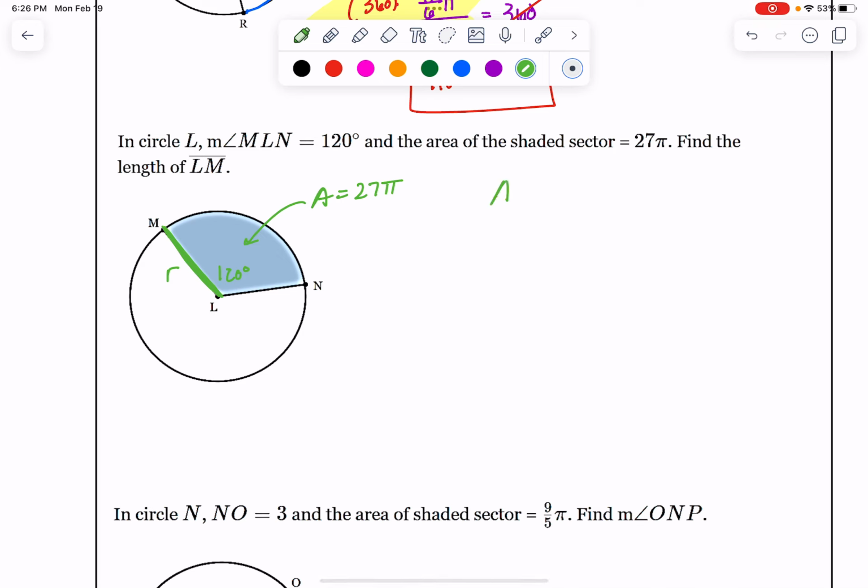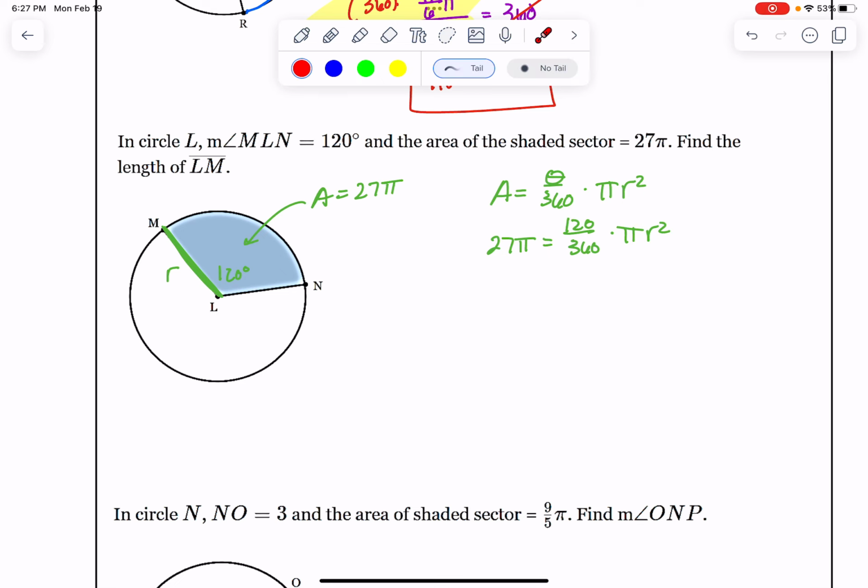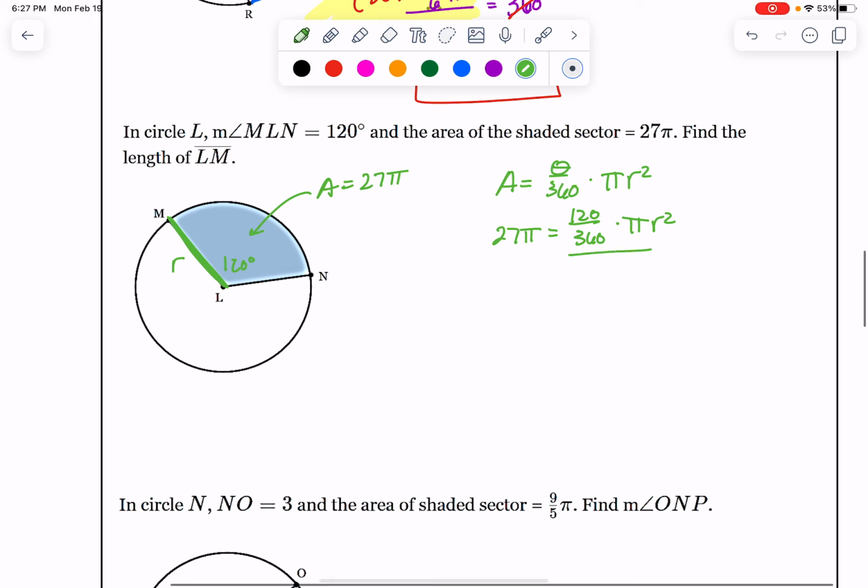So when I write the formula, area equals theta over 360 times pi r squared. My area is 27 pi. My theta is 120 divided by 360 times pi r squared. Remember that this is just all multiply. They're ugly numbers because they're fractions, but they're still just ugly numbers. So we're going to divide by 120 over 360 pi.